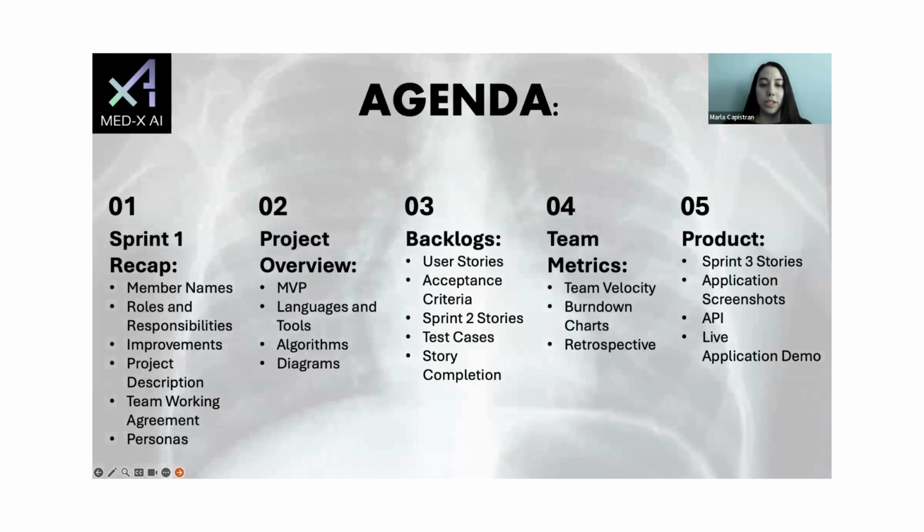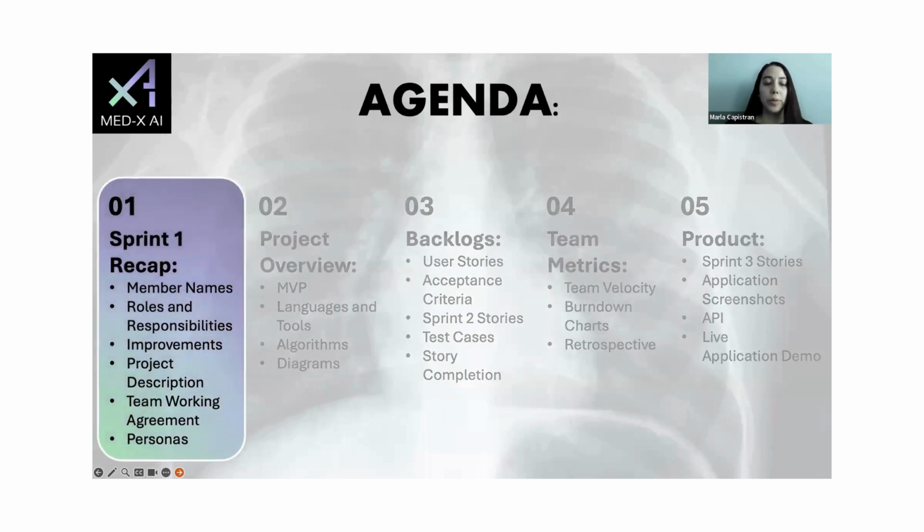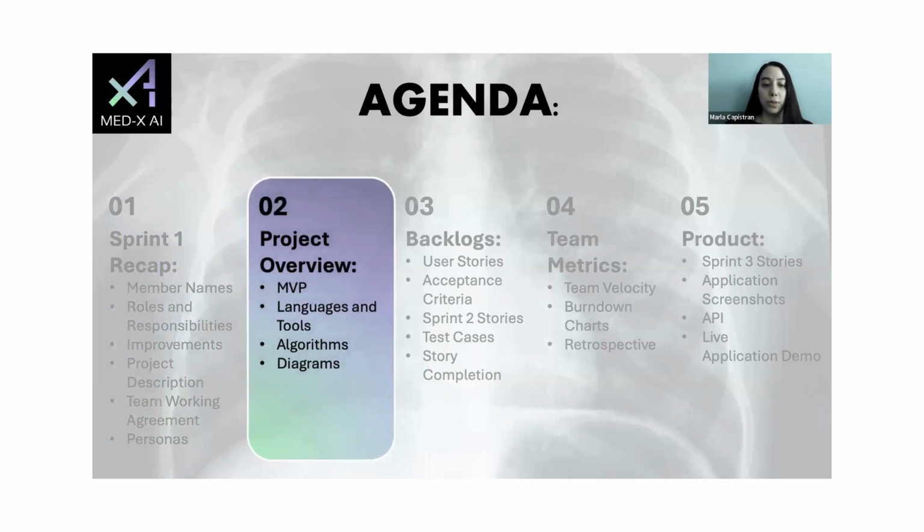In today's presentation, we will cover a recap of Sprint 1, which includes member names, roles and responsibilities, improvements, project description, team working agreement, and personas, followed by the project overview, which will cover the MVP, languages and tools, algorithms, and diagrams.